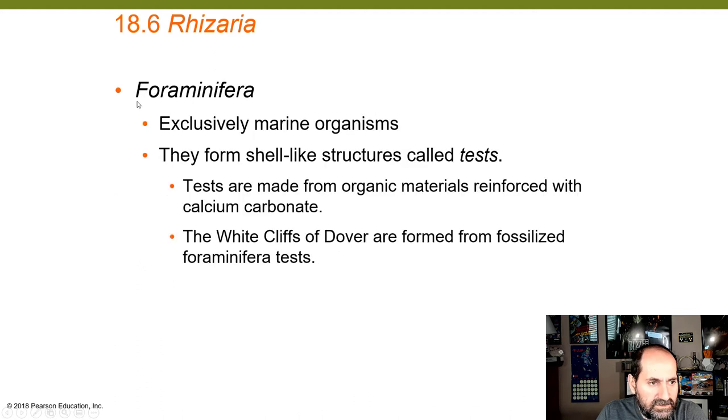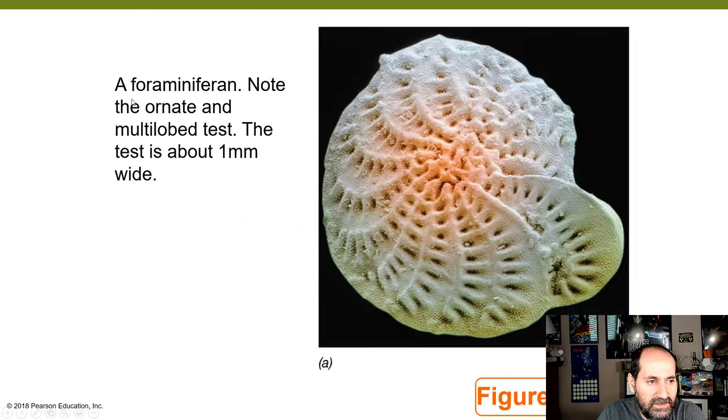So let's move on to foraminifera. These form shell-like structures called tests. These are really interesting. I'll show you a picture of a test coming up. Tests are made from organic materials reinforced with calcium carbonate. So you can see here a foraminiferan, and this is its test. This is its shell, right? This is the calcium carbonate and organic material that formed the test here.